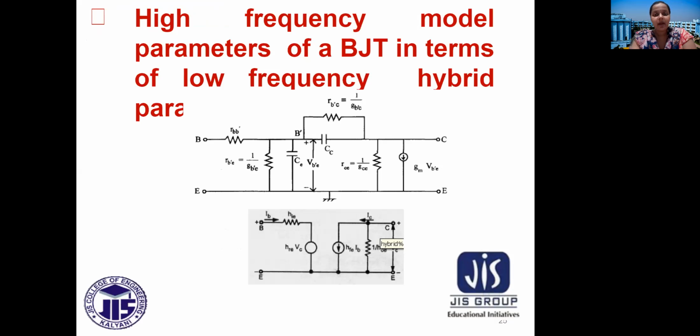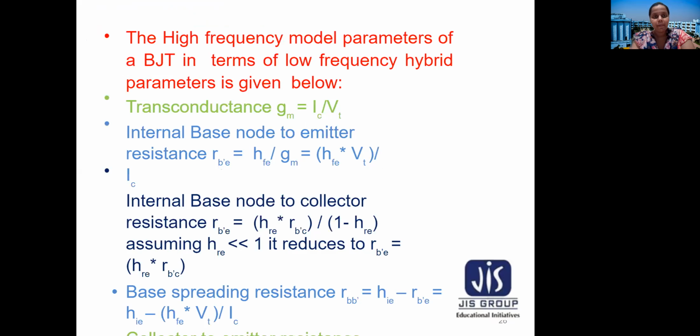High frequency model parameters of a BJT in terms of low frequency hybrid parameters. Again, this is a figure and I will share it with you. The high frequency model parameters of a BJT in terms of low frequency hybrid parameters are given below. Transconductance is IC by VT. Internal base node to emitter resistance is HFE by GM. Putting the value of GM, it is HFE into VT divided by IC.